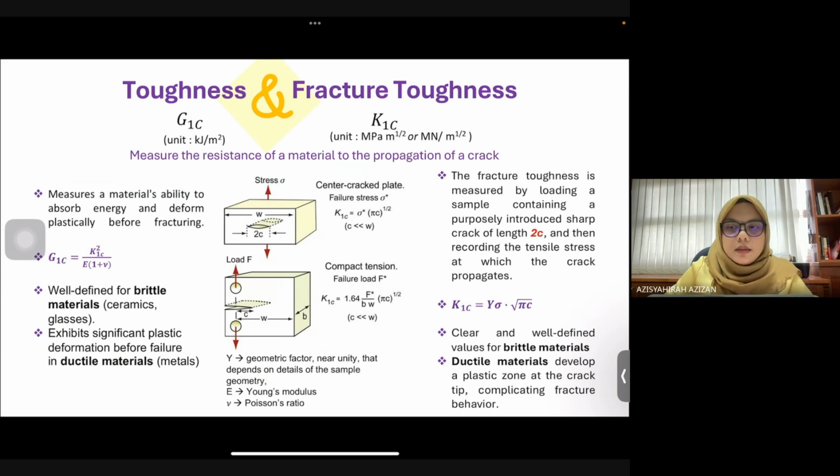And we have here toughness and fracture toughness. Toughness is given by G1C, and the unit is kilojoule per meter squared, while fracture toughness is given by K1C, and the unit is megapascal meter 1/2, or mega Newton over meter 3/2, right? So what does this parameter do? This parameter is actually measuring the resistance of materials to the propagation of a crack, right?